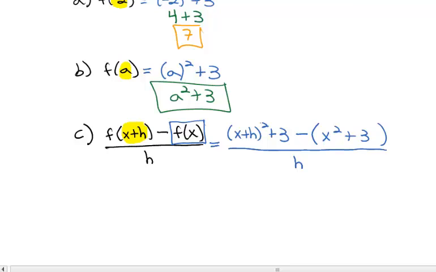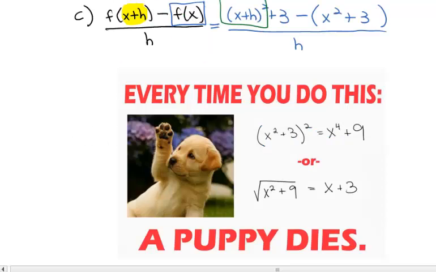Let's see if there's any simplifying we can do. We can square this x plus h squared. But I want to be careful of something as we square x plus h squared. Don't want people to think I only pick on kitties. Every time you do this, a puppy's going to die. If you have an exponent outside of parentheses, I see people try this all the time. They try to distribute the exponent. So in this example, they would get x to the 4th plus 9. That's wrong! No killing puppies. You can't do that.